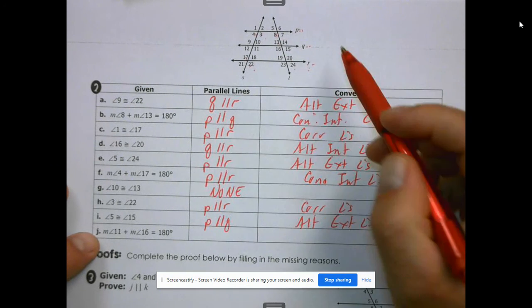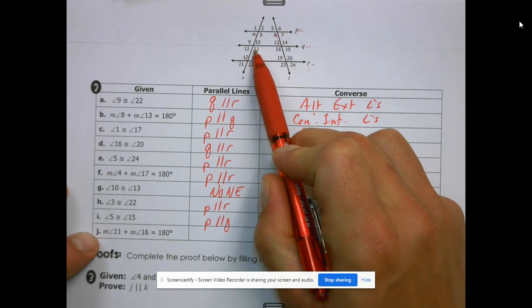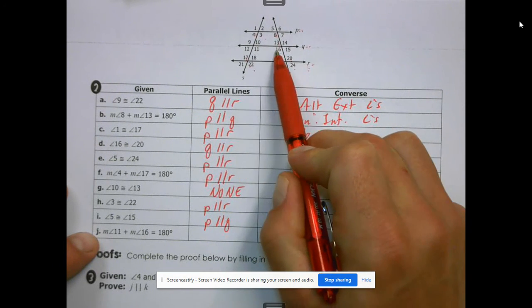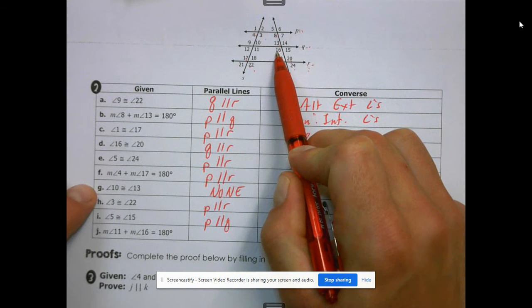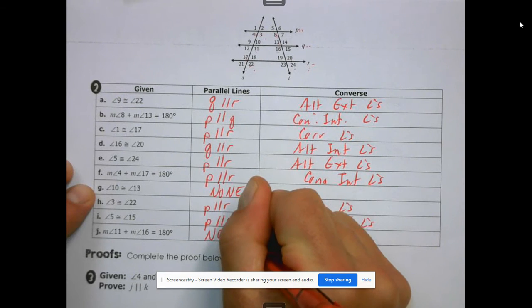11 and 16. There's 11, there is 16. There is no relationship with these two angles. Once again, just like letter G, no relationship. You cannot prove any lines parallel. That is a none.